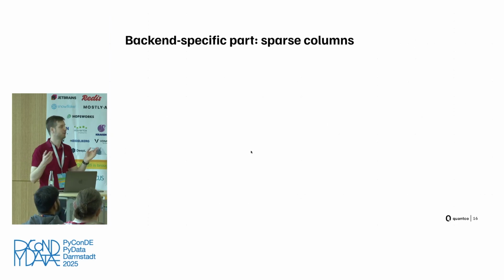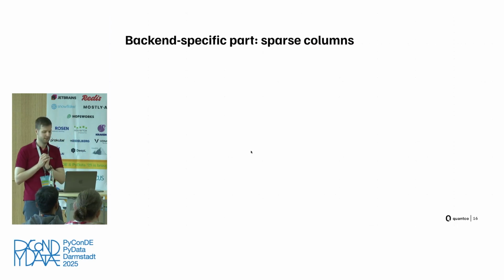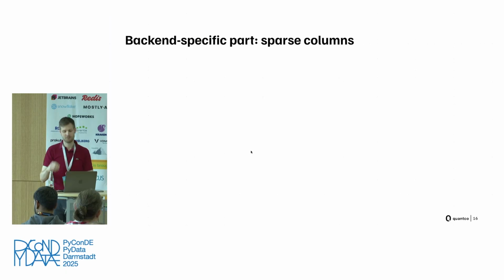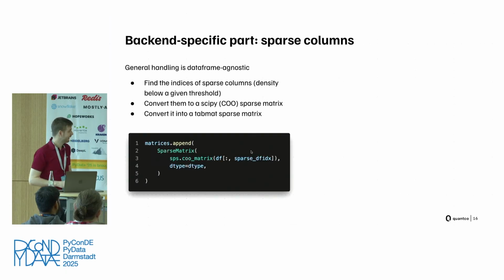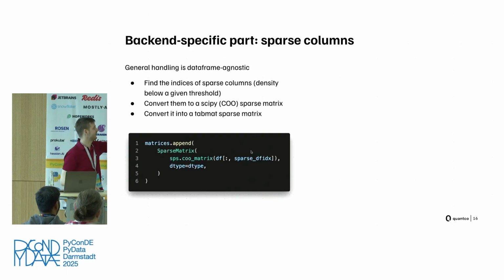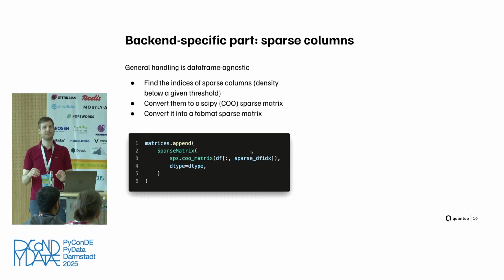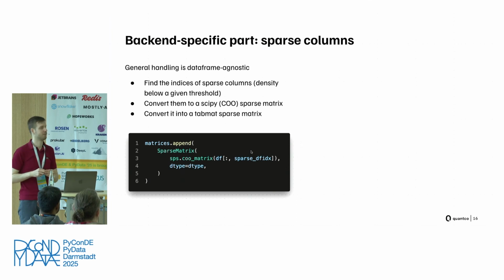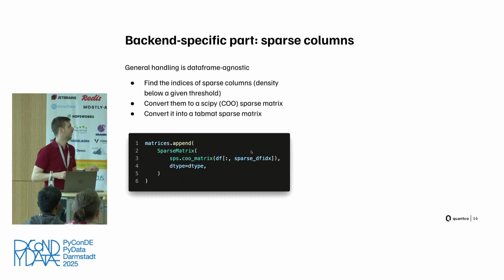The other small pitfall is sparse columns. So I've mentioned that in Tabmat we support storing sparse columns separately. The way we do that is we find the indices of the columns which only contain a small number of non-zero elements. A small number is parameterizable. So even if we have dense columns in the input, if we find that it only contains a couple of non-zeros, we convert it into a sparse array, which is fine. And we can do it in a data frame agnostic way with narwhals.